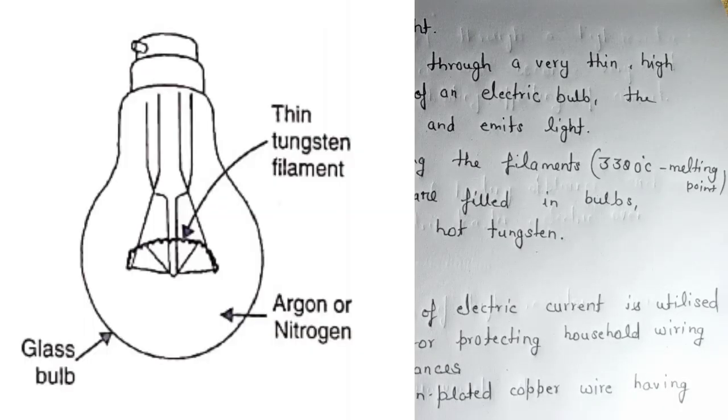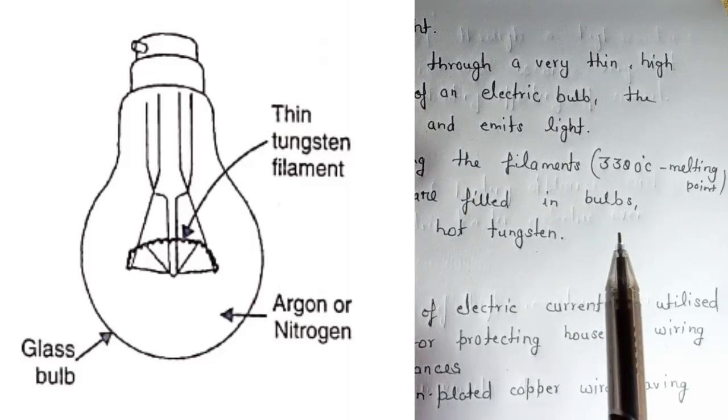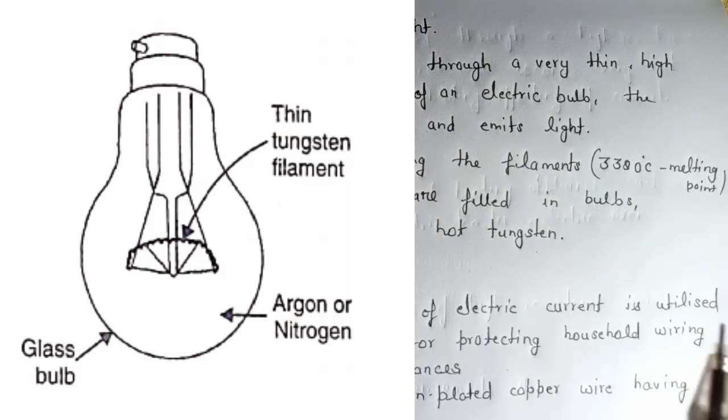You all have the general idea about electric bulb. What is that? That is an appliance which produces heat and light. When electric current passes through a very thin high resistance tungsten filament of an electric bulb, the filament becomes white hot and emits light. You can see there is a picture and there is a wire which is called filament which is made of tungsten.